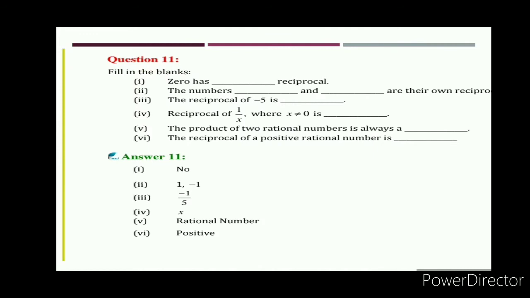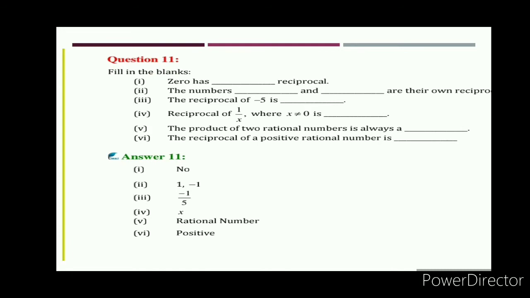See children, question 11, fill in the blanks. Easily everybody can answer this. First one, 0 has dash reciprocal. Just now we learnt no reciprocal. Second one, the numbers dash and dash are their own reciprocal. That also we learnt now, 1 and minus 1.